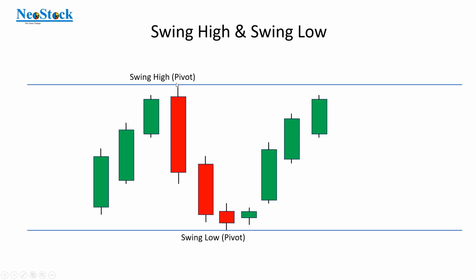And this pivot indicates a high point. This pivot indicates the low point. So we are calling these pivots because this pivot is at a high point, we are calling it a swing high. This pivot is at the low point, we are calling it a swing low. So this is one point you should understand about swing highs and swing lows.